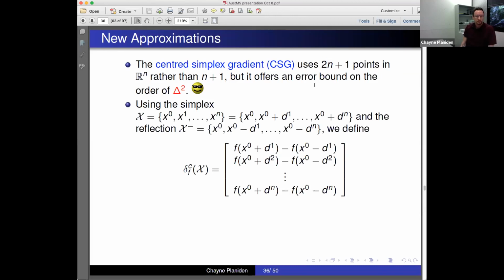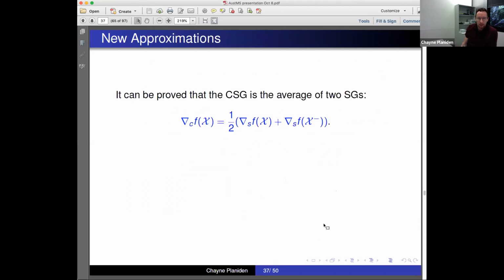You use the simplex as before, the same simplex. You can rewrite it in this manner using x0 as your point of interest, so x0 plus a little piece. Then you take what's called the reflected simplex: you subtract all of these same d vectors, and you obtain another simplex. Then you create the centered simplex. You take the difference of both function values as before, and you define the centered simplex gradient as the inverse of this matrix S times delta C, the same general pattern as before.